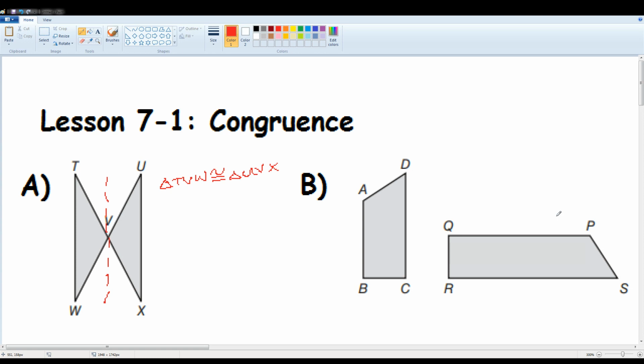For problem B here, same question. First, are the two quadrilaterals congruent? Are they congruent? The answer should have been no, they are not. This quadrilateral is much bigger than this one. It's longer. All right, moving right on to lesson 2.